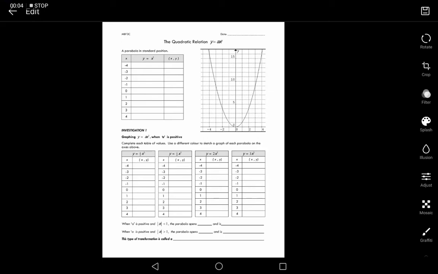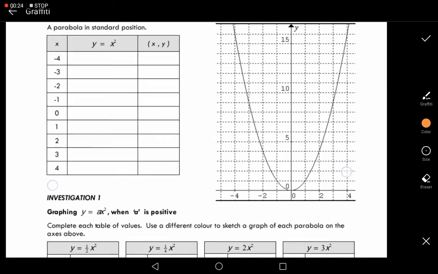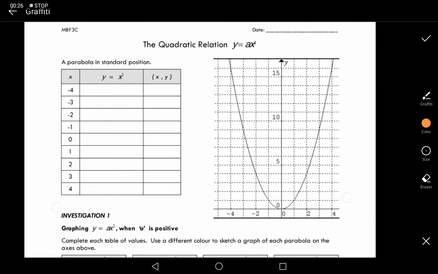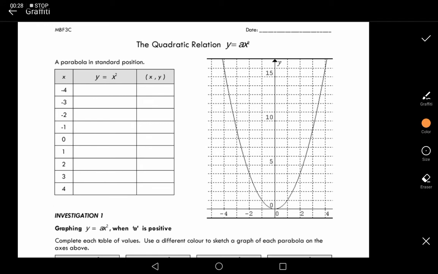All right, this is the third lesson of the second unit on quadratics. Specifically, with this lesson, we will be talking about the quadratic relation y equals ax squared. So the first thing we're going to do is look at our base graph. Our base graph is always going to be the same, always going to be y equals x squared.